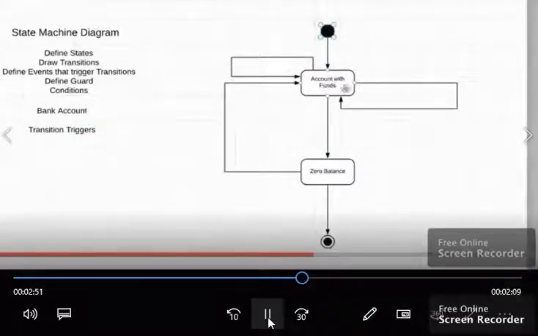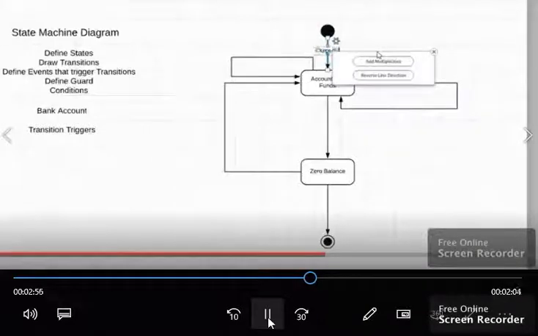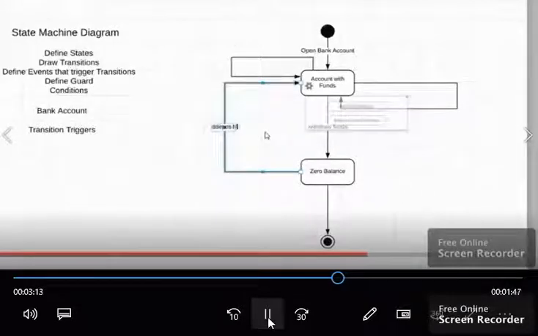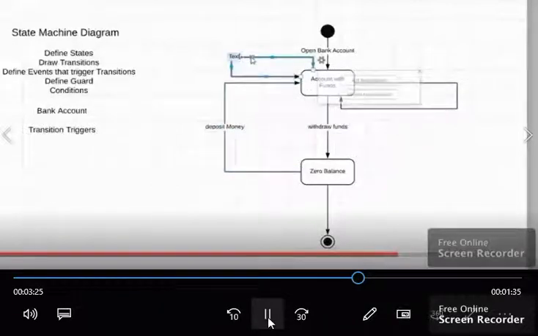Okay, so we define transitions for account with fund state. So when we open an account, then we move to the first state, which is called the account with fund state. And if we withdraw all funds, then we move from account with fund state to zero balance state. Now in the zero balance state, if I deposit money, then I move back to account with fund state.